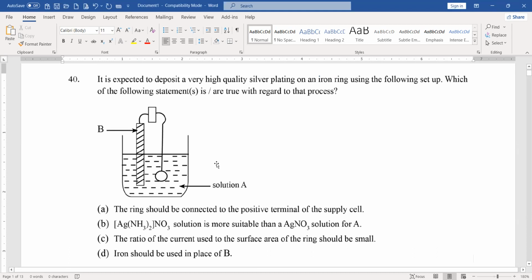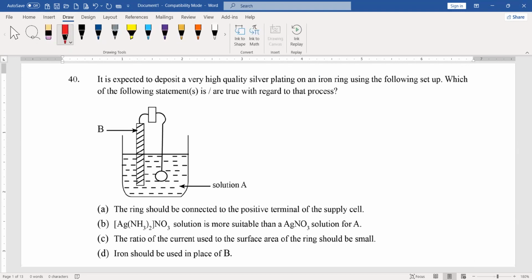It is expected to deposit a very thin quality silver plating on an iron ring using the following setup. Which of the following statements is true? Here we have the iron ring. This is the iron ring. And solution B is the silver. We are supposed to apply this Ag on this.